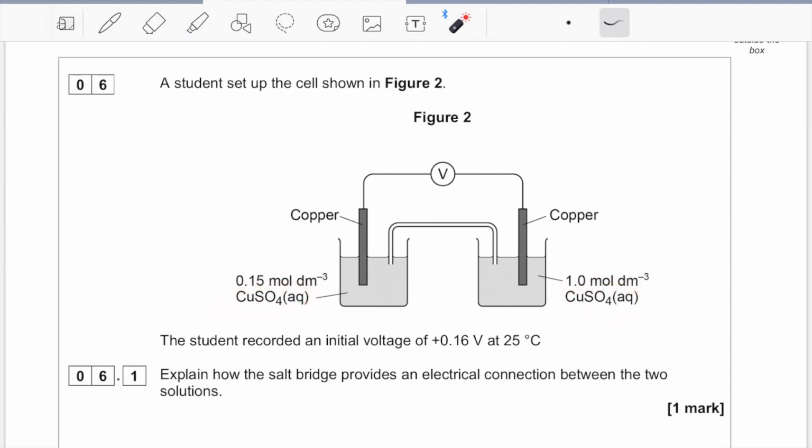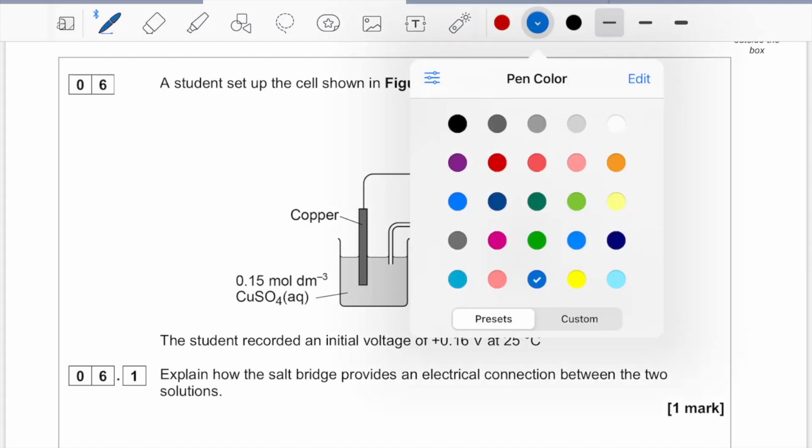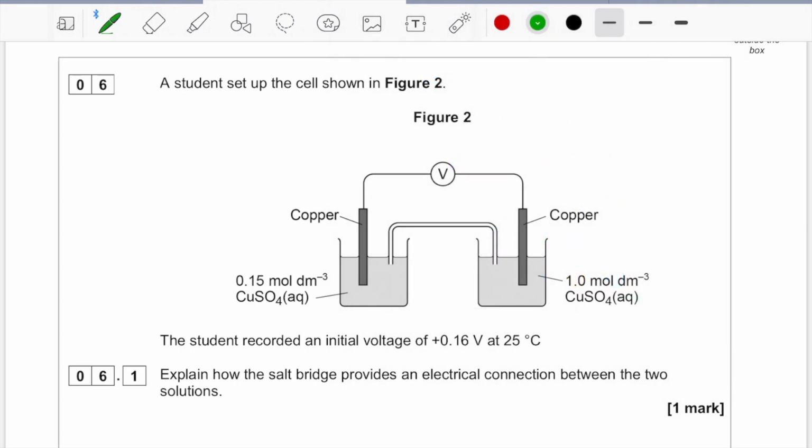Now, what we're really interested in is the sulfates are essentially irrelevant because this is an ionic compound. This copper sulfate is ionic and it's aqueous. That means those ions are completely separate from each other. So what we've really got in the solution are copper 2+ ions, but in different concentrations. So the only difference between them are the concentrations.